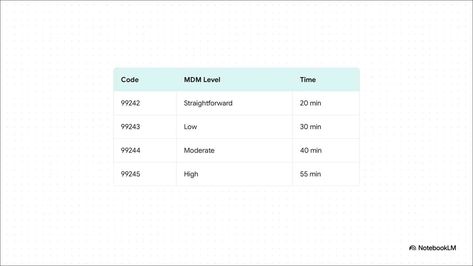This is a perfect slide to screenshot for your notes, by the way. Notice that you can select your level based on either medical decision-making, your MDM, or time. For 99242, you're looking at straightforward MDM or meeting a 20-minute time threshold. 99243 requires low MDM or 30 minutes. 99244 steps up to moderate MDM or 40 minutes. And finally, 99245 is for high-complexity MDM or hitting that 55-minute threshold. And remember, this encompasses both face-to-face and non-face-to-face time spent by the provider on the actual date of the encounter.